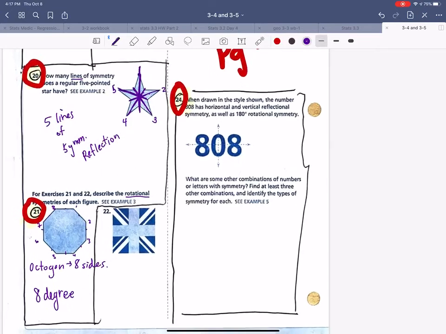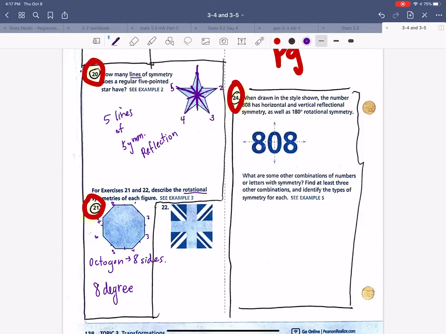All right, it says when drawing in the style shown, the number 808 has horizontal symmetry, so if I fold it this way, it'll lay on top of itself, and vertical. So this one's horizontal and vertical, as well as 180 degrees symmetric. And I agree. This means it looks the same upside down as right side up.